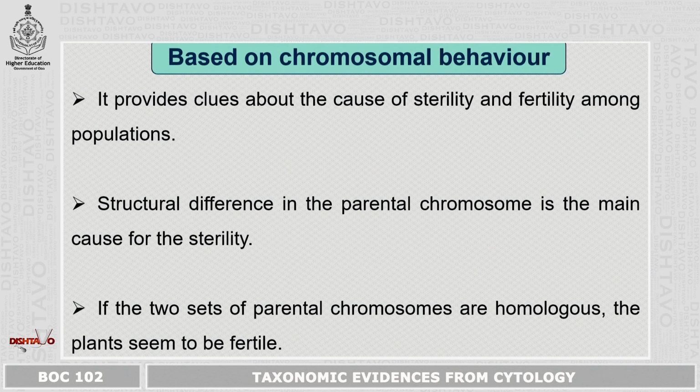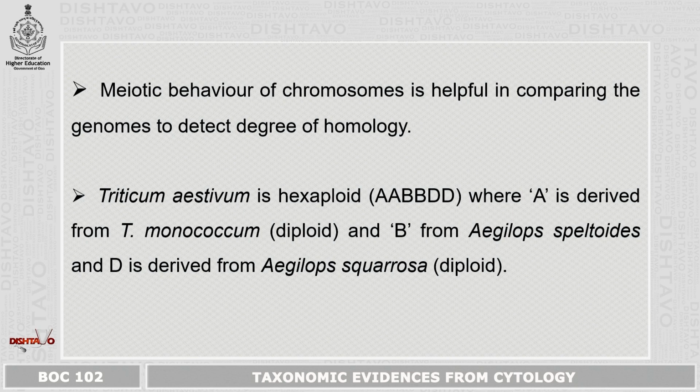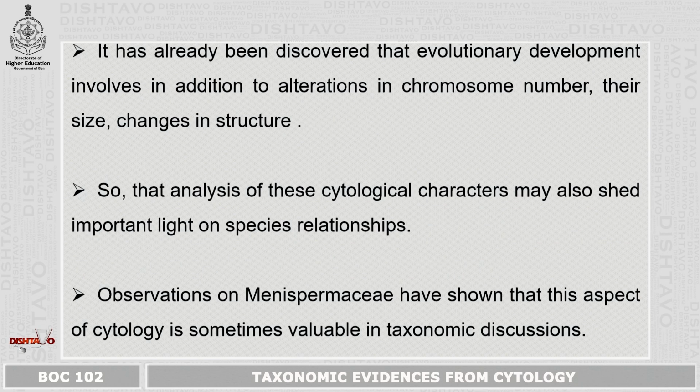Based on chromosomal behavior, students, it provides clues about the cause of sterility and fertility among populations. Structural differences in the parental chromosomes are the main cause of the sterility. If the two sets of parental chromosomes are homologous, the plant seems to be fertile. Meiotic behavior of chromosomes is helpful in comparing the genomes to detect degree of homology. Now, for example, Triticum aestivum is a hexaploid, where A is derived from Monococcum species, whereas B from Aegilops speltoides, and D is derived from Aegilops squarrosa, which is diploid.